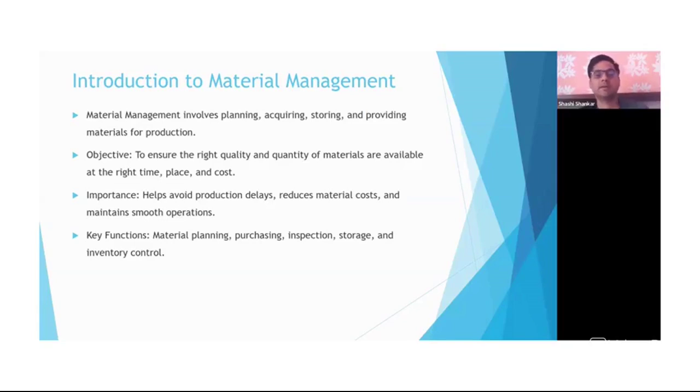Next, the key functions. The key functions of material management are planning, then purchasing, that is how much to purchase, then inspection, whether it is correctly purchased and is a quality product, then storage, because all the raw materials will not be consumed in one day, and finally inventory movement or inventory control. There should not be a huge amount of raw material piled up, because it will cost the company, so it's better to have inventory control.